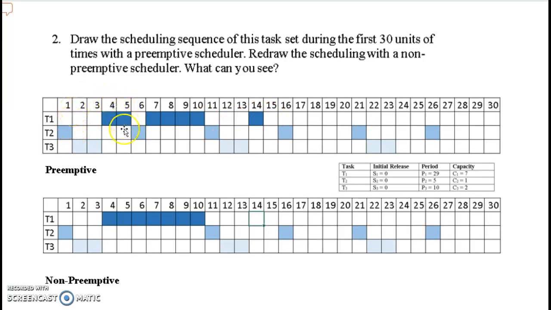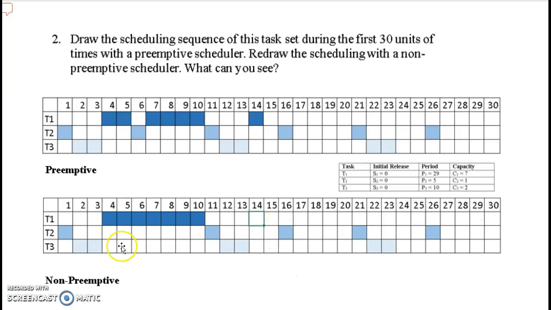T2 every 5 will run 1 time: 5, 10, 1 time, 15, 1 time. And then T3 every 10 will run 2 times, 2 times, 2 times. That's why here it's empty, because they have both finished their period. So basically, that's all of it.